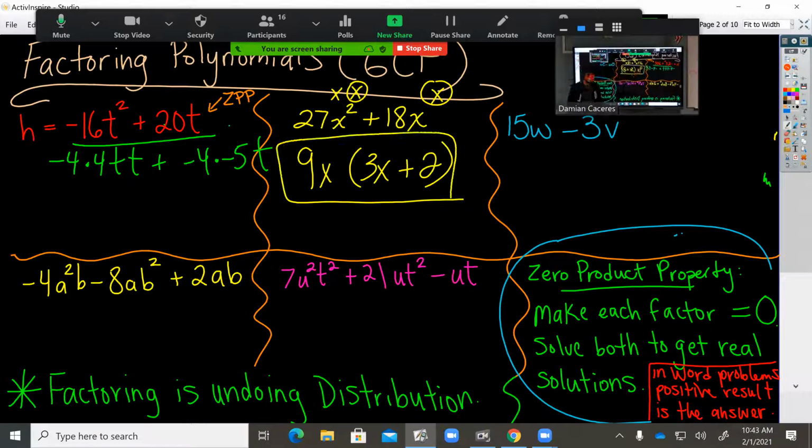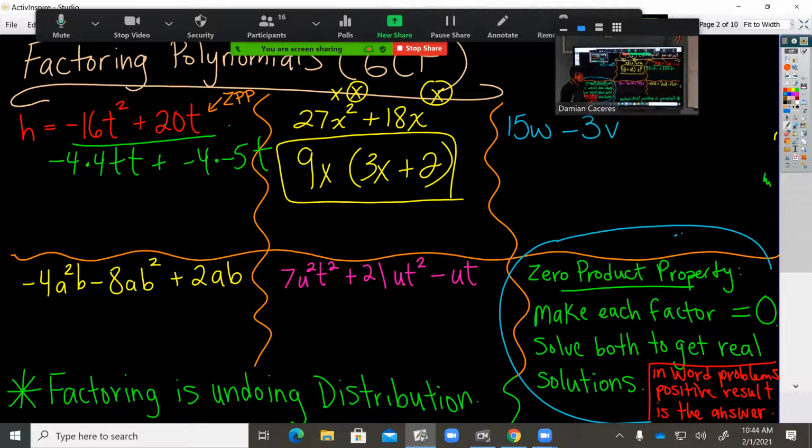You just factored it. You don't have to use the zero product property every time, only when they ask you. Okay? So if they don't ask you, those are your factors. If they ask you for the solutions, that's different. Now, look at the blue question.